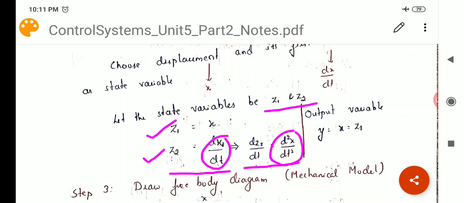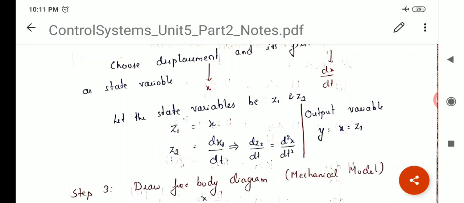And what is the output variable? The output variable is y, and as it is given in the question, take the displacement x as the output variable. So that is x, which is nothing but z1 as per our selection.